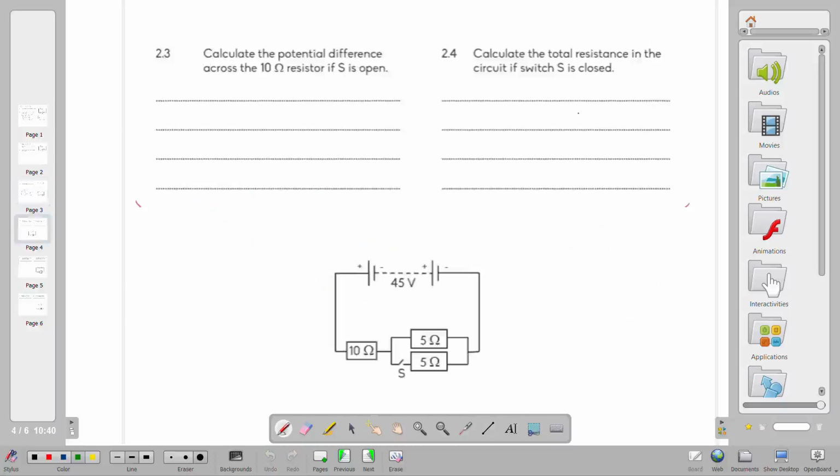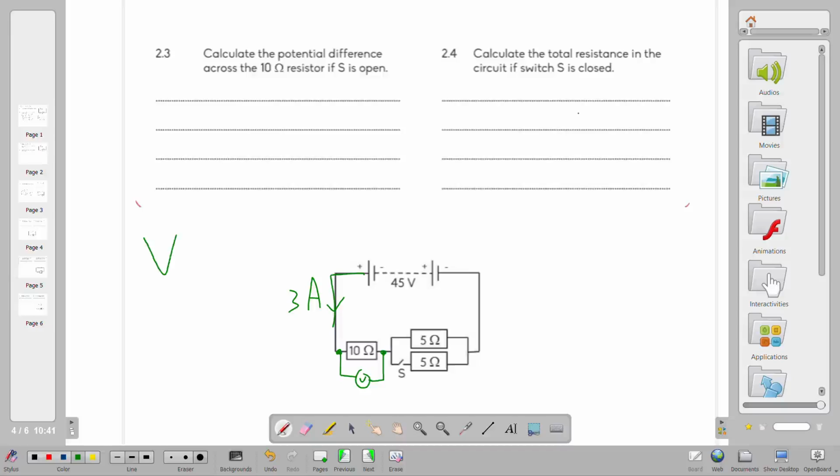Next one, calculate the potential difference across the 10 ohm resistor if S is open. So in the same scenario where we have the 3 amp current flowing through all of our resistors here, they're asking what is the potential difference. So if I took a voltmeter, connected it over the 10 ohm, what reading would I get? Okay, remember voltmeter measures the energy before and after the current passes through a resistor, and our electrons use energy to pass through a resistor, and that's why it calculates the difference in the potential energy. So that's why it's called potential difference.